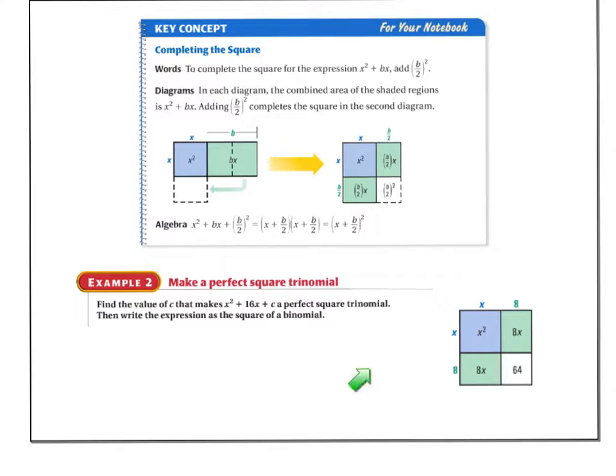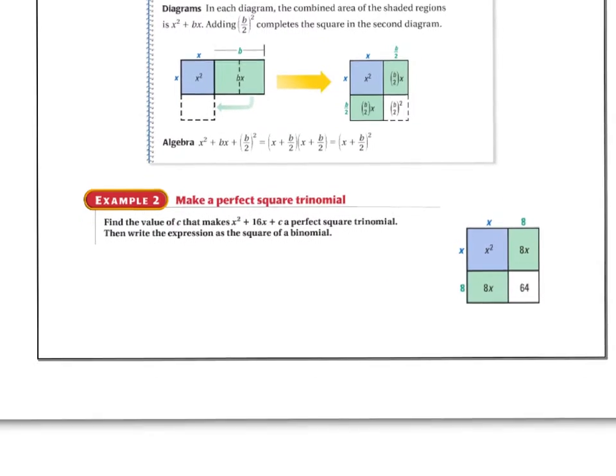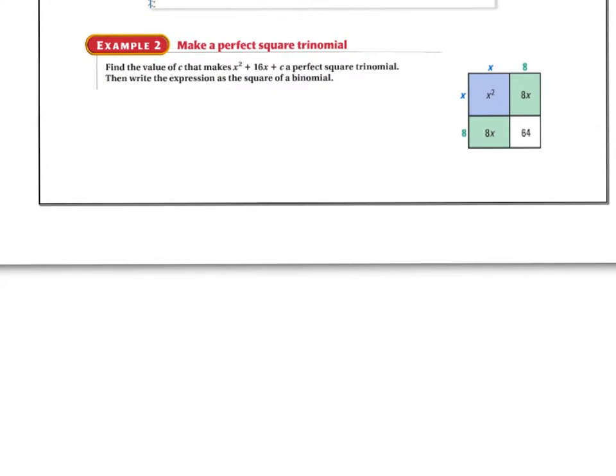So I'm just going to skip ahead of all these diagrams here, and we'll just look down here at example 2. And it says that we need to find the value of c in this expression. We need to find this number here that makes this a perfect square trinomial, and then we'll write the expression as a square of a binomial. So I'm going to write down the steps that you're always going to follow to write a perfect square trinomial. So step 1 is to find half the coefficient of x. So I'm going to write that down.